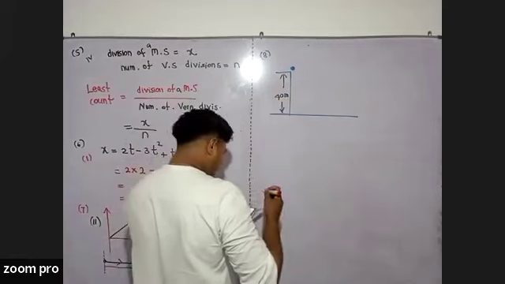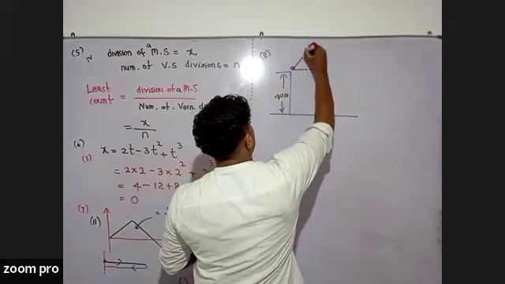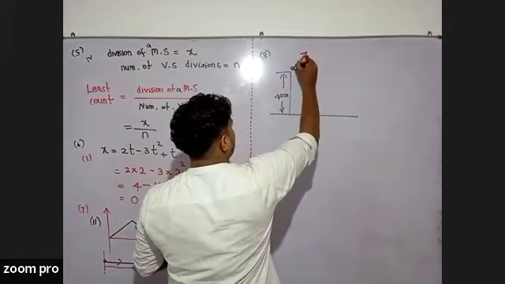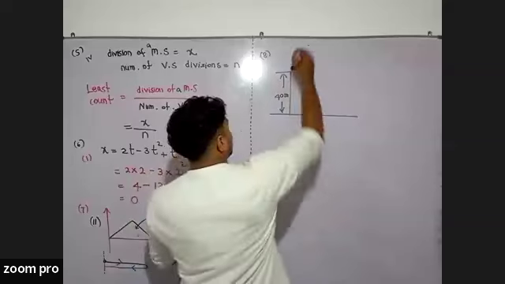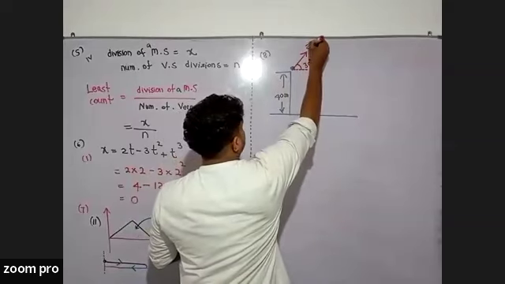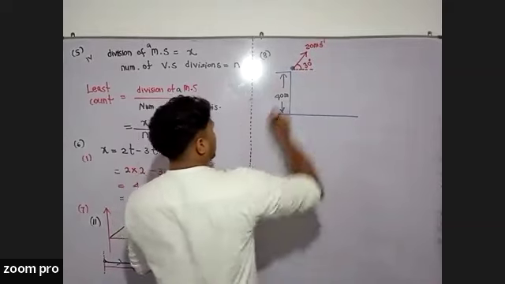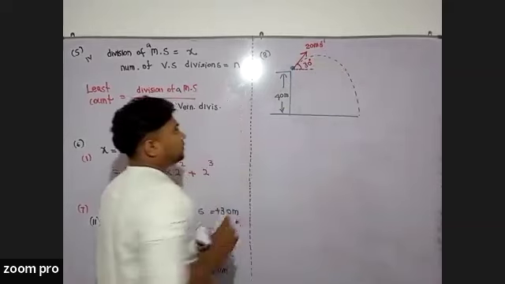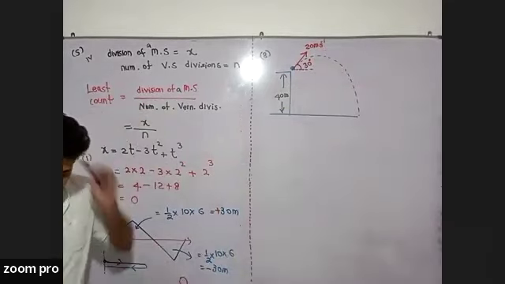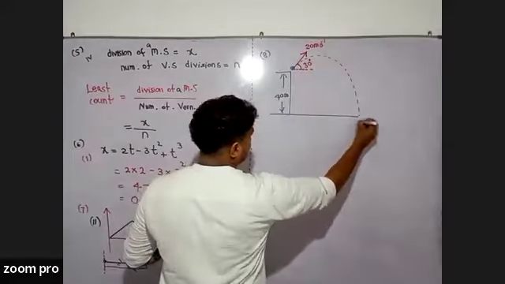And the projection angle is 30 degrees to the horizontal, with a value of 20. Right, so this is the pathway of this object, right? The question is asking for the time taken for this object to reach the ground.